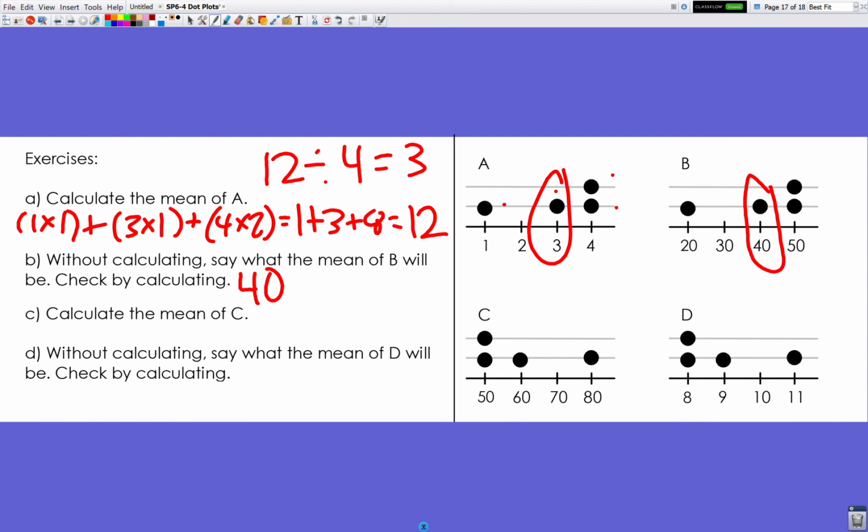Now let's try to calculate C and see if it'll help us predict D, because C and D are drawn the same. So C is going to be 50 times 2 plus 60 times 1 plus 80 times 1.